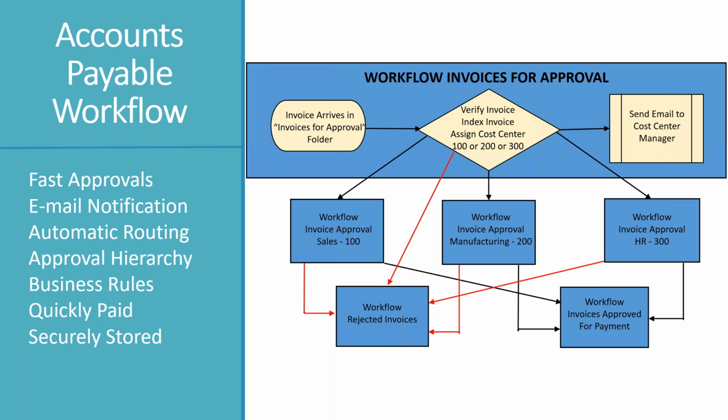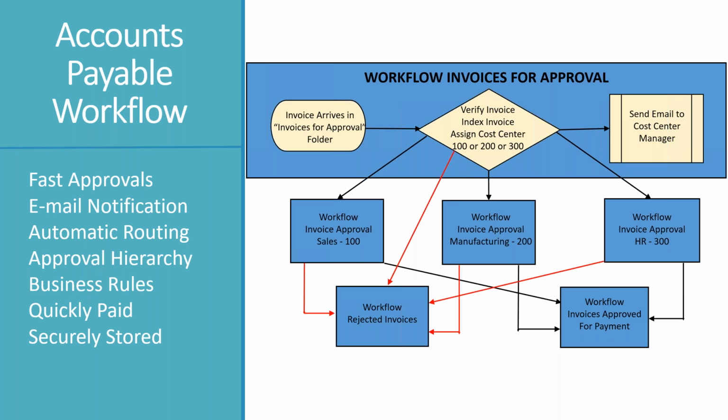for approval. Once it gets there, each of these department approval workflows contain the rules for an approval hierarchy. So Dokmee is going to automatically route that invoice based on the invoice amount. An invoice under $1,000 will need a manager approval. From $1,000 to $5,000, we need a director approval. Over $5,000 will need to be approved by a vice president. And after an invoice is approved, it's going to move to the last workflow where it's quickly paid and then it's securely stored.